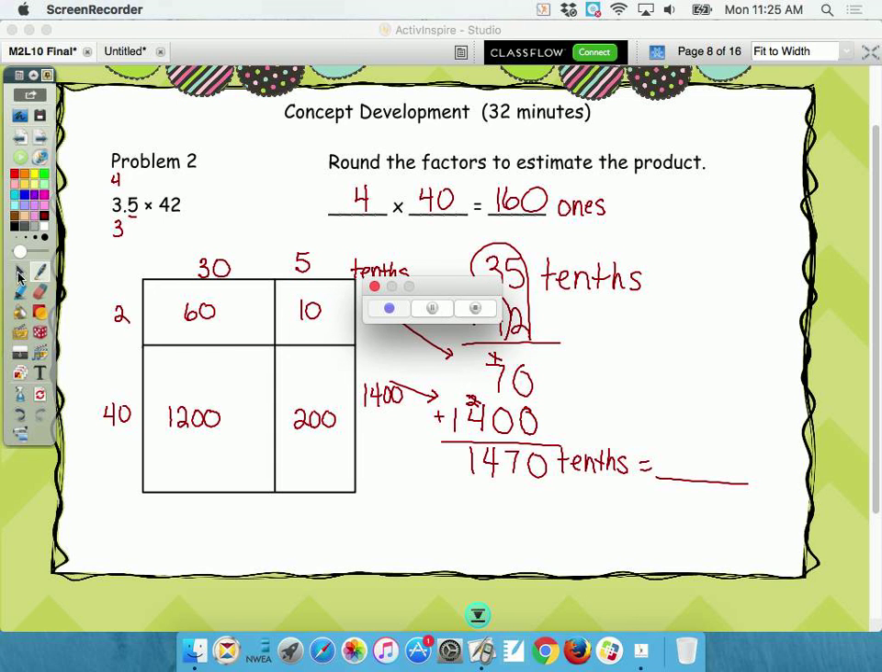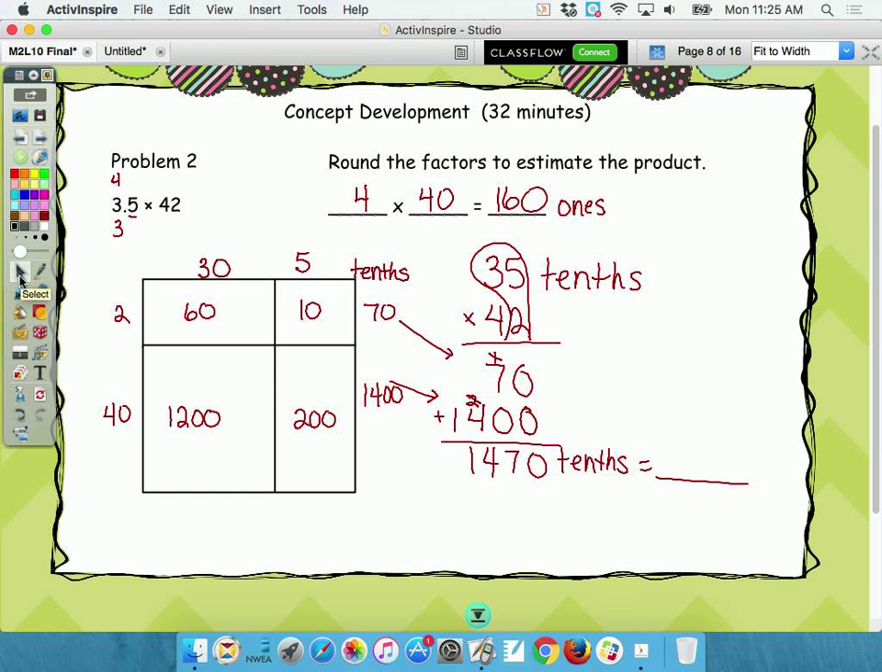Okay, so the only logical place, if 161s is my estimate, would be to make this 1,470 tenths what? Where would you put the decimal? 7 and 0. So it would be 147.